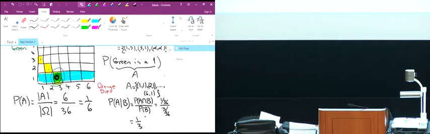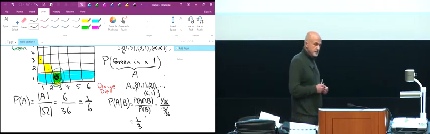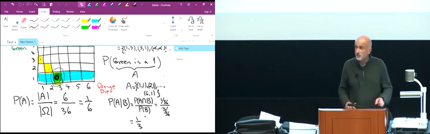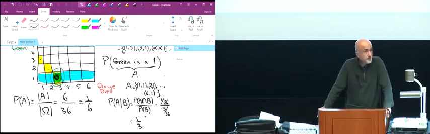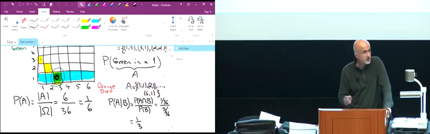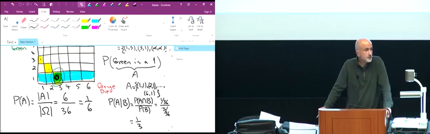So I gave you partial information about the outcome of the experiment. It constrained the possibilities that you could fathom. Within that conditional universe, my conditional sample space is the set of these 3 yellow boxes. I no longer live in a 6x6 grid. I live in a 3-box grid. Okay?